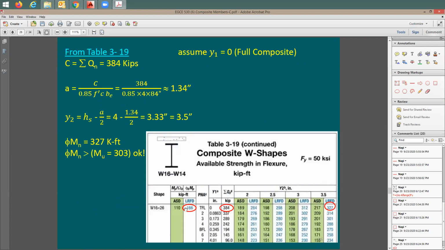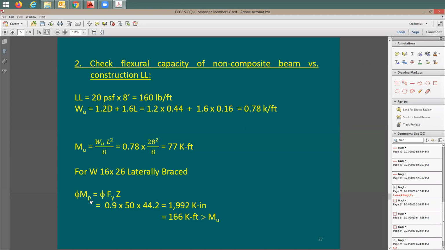So it's going to be up to you now. When you're doing the homework, you can look it up from here and just say, based on Table 3-19, W16 by 26, phi Mn for non-composite is 166. You can just look it up. It's going to be fine. So you don't really need to do this analysis. You can just look it up in the table. So now I have no problem here with the construction live load when it comes to the beam size.